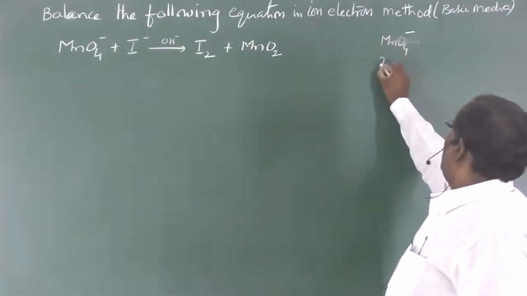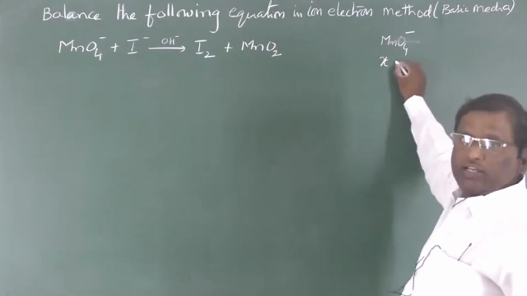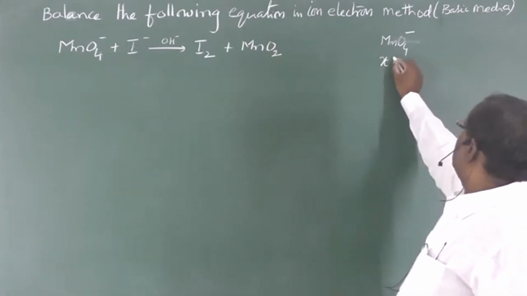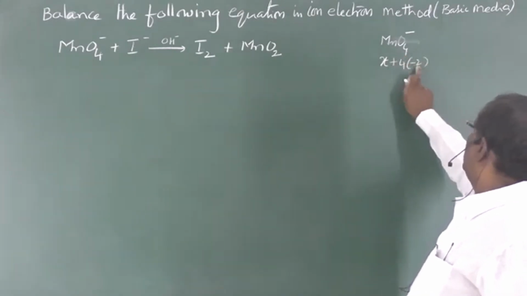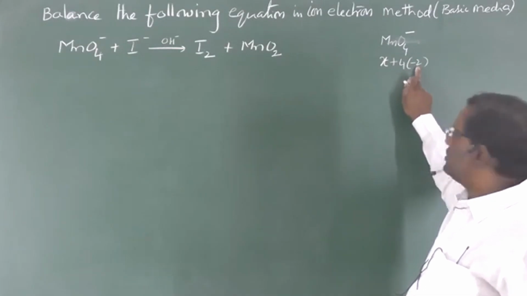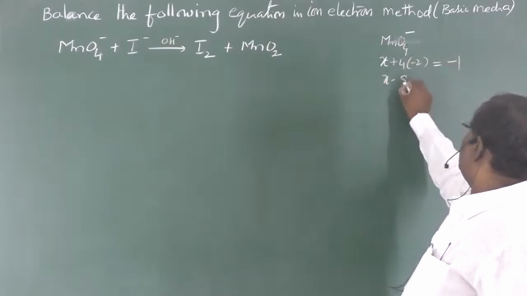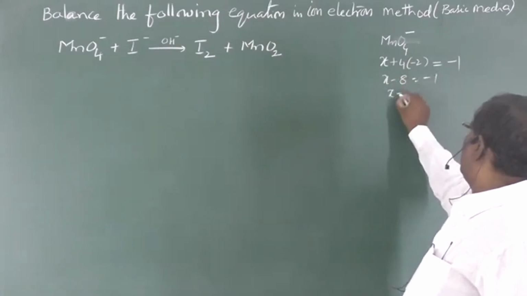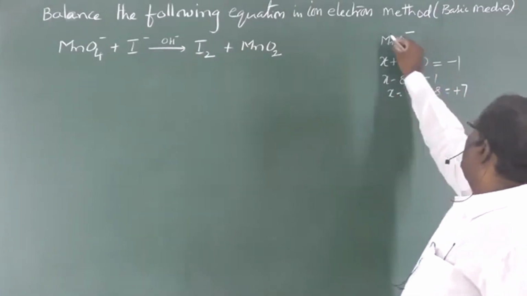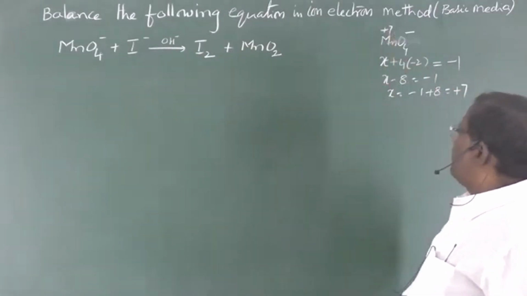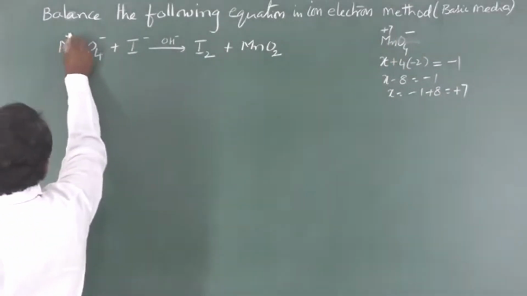Now manganese is variable, so let it be X. Oxygen oxidation state is -2, so it can be written as X plus 4 into -2, because 4 oxygens are there, each oxygen will have -2 oxidation state. So the sum will be equal to -1. So X minus 8 is equal to -1, X is equal to -1 plus 8, that is equal to +7. So in permanganate, the oxidation state of manganese is found to be +7.